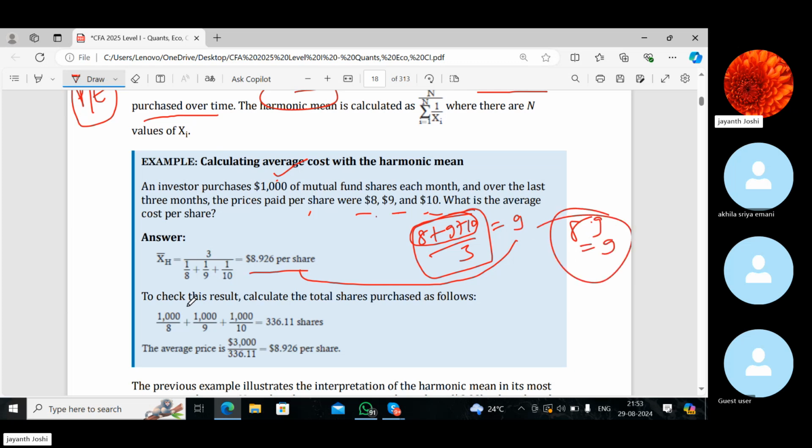Now to check this result, calculate the total shares purchased as follows. You have purchased $1,000 of mutual fund shares each month. In each of the months you invested $1,000 and the per share value was different. So you have purchased 336.11 shares in total. If you want to check the average price, you have invested in totality $3,000, and this is the total number of shares you have purchased. So you see the average price per share is 8.926. So you can do it this way, almost coming to the arithmetic mean only.